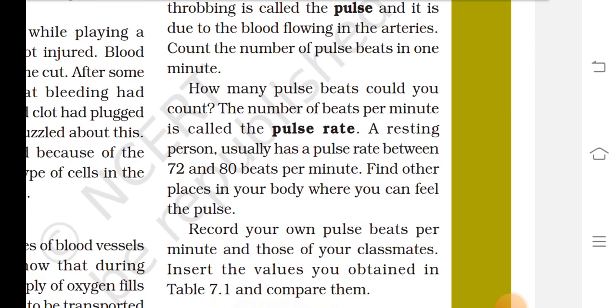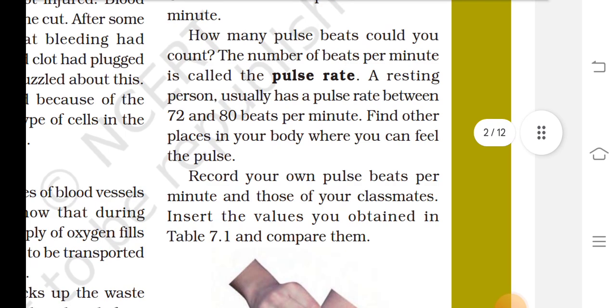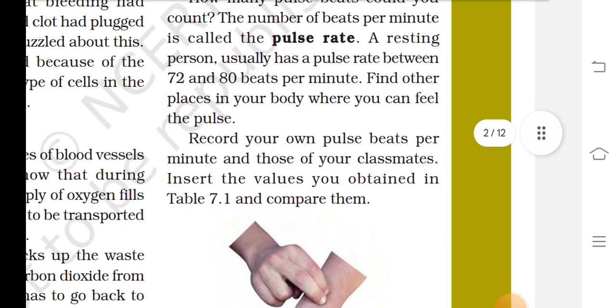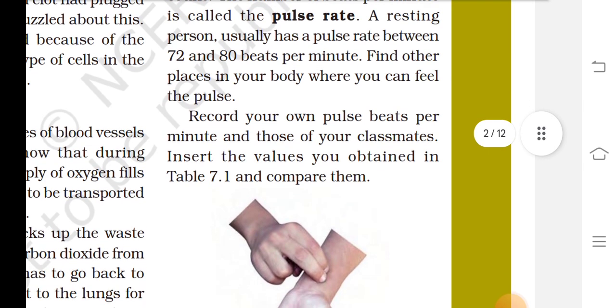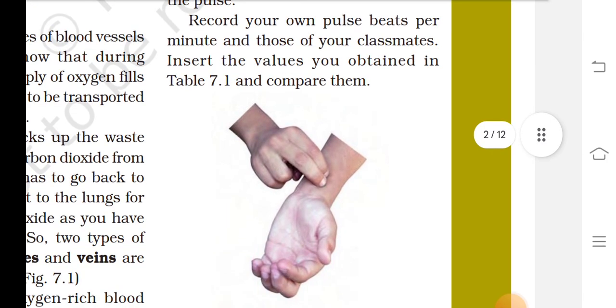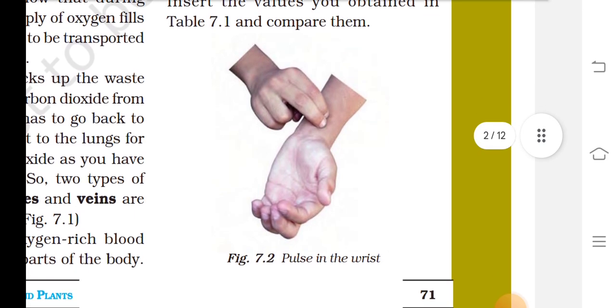Count the number of pulse beats in 1 minute. How many pulse beats could you count? The number of beats per minute is called the pulse rate. A resting person usually has a pulse rate between 70 and 80 beats per minute. Find other places in your body where you can feel the pulse. Record your own pulse beats per minute and those of your classmates. Insert the values obtained in table 7.1 and compare them.